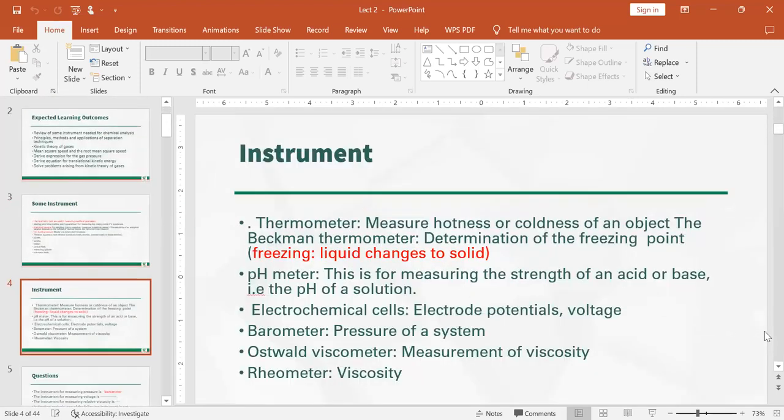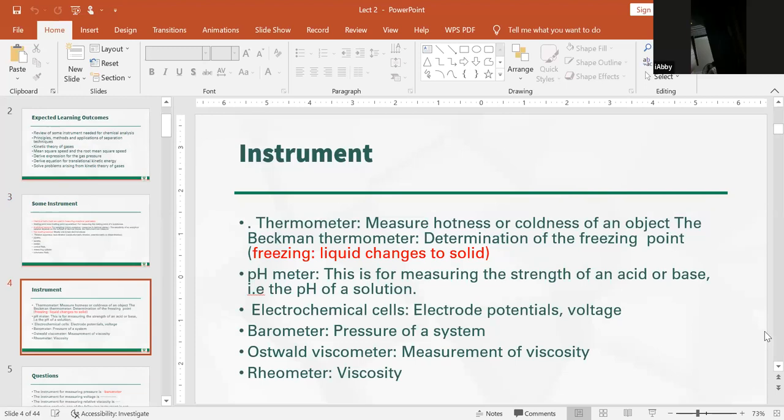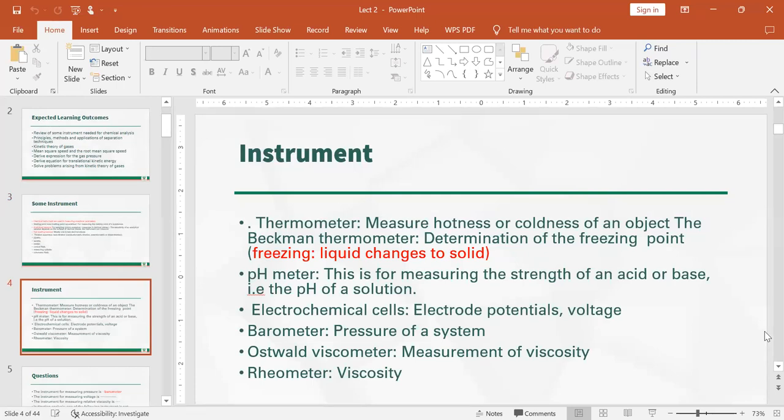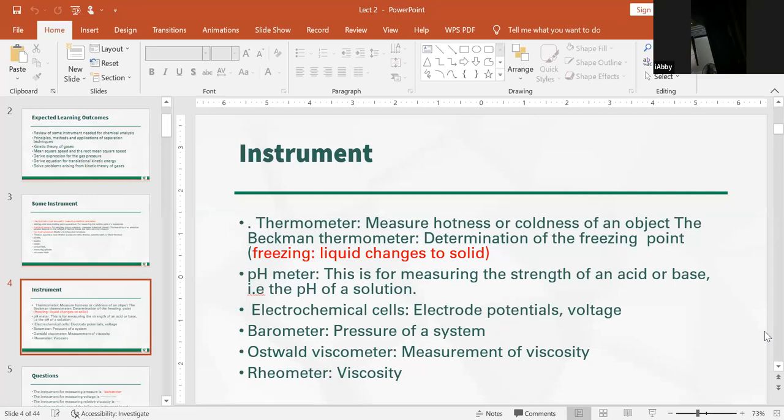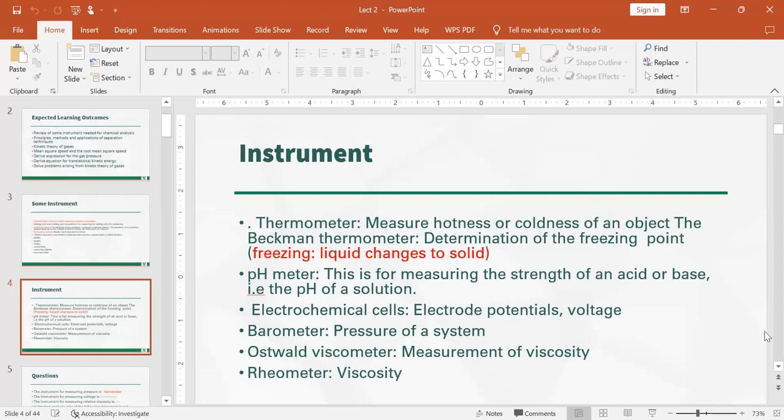Instrument, thermometer. What do we use a thermometer for? Temperature is the measure of the degree of hotness or coldness of a body. The Beckmann thermometer is used for determination of freezing point. It can measure freezing point. Freezing means that something is changing from liquid to solid, for instance, water changing to ice. So that is an example.